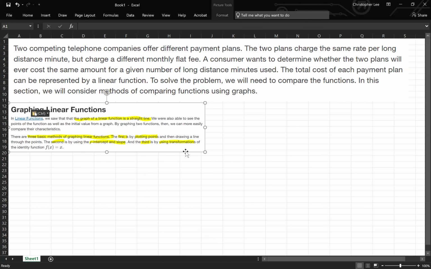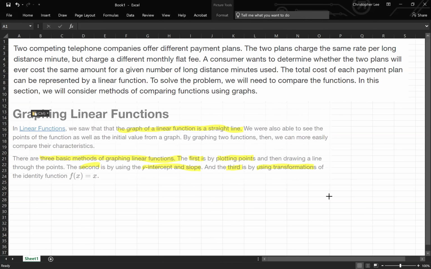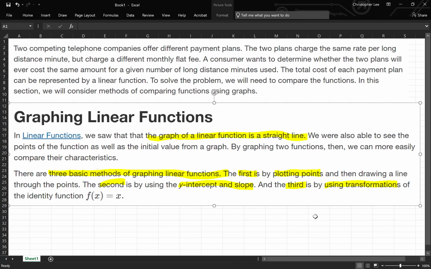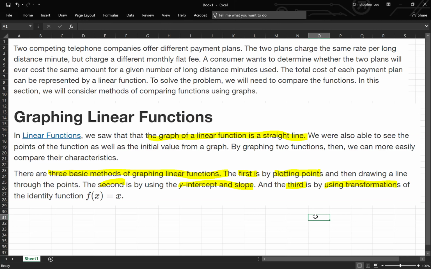So here we go. Let's talk about graphing linear functions. In linear functions, we saw that the graph of a linear function is a straight line. So we're starting off with just graphing straight lines. We were also able to see the points of the function, as well as the initial value from the graph. By graphing two functions, we can more easily compare their characteristics.